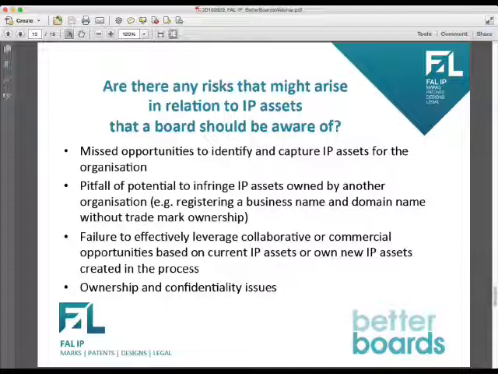Yeah, so I think we've summarised them as follows. So we've said there could be missed opportunities to identify and capture IP assets for the organisation. So why does this matter?